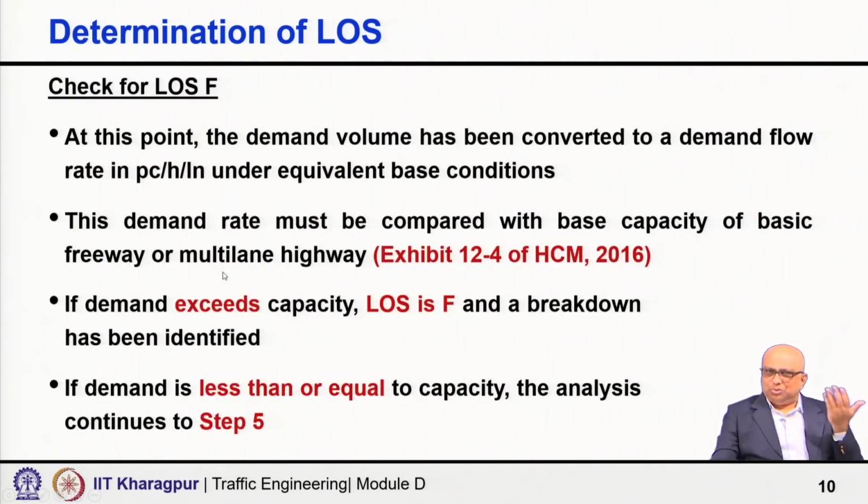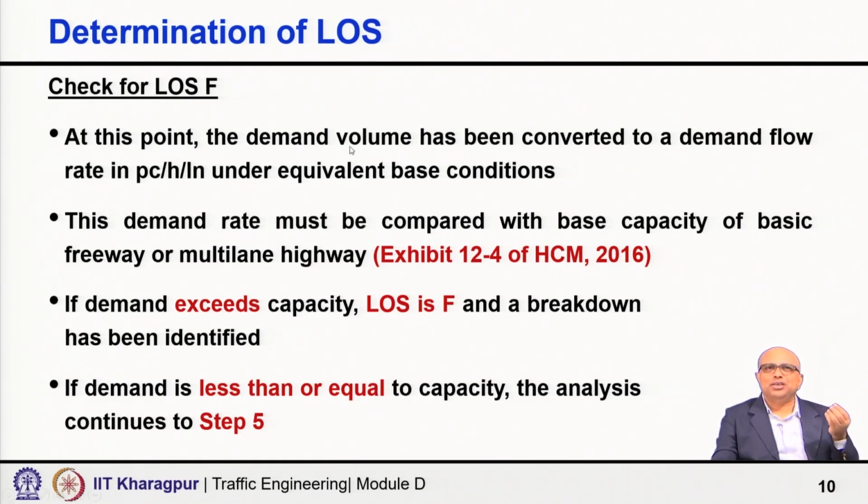Now, once we have done that, we know the capacity, we know the volume. So, the first thing is to check whether our volume to capacity ratio is greater than 1. Why do we need to do that? Because if it is greater than 1, then straight away we can say that the level of service is F. That is the purpose.